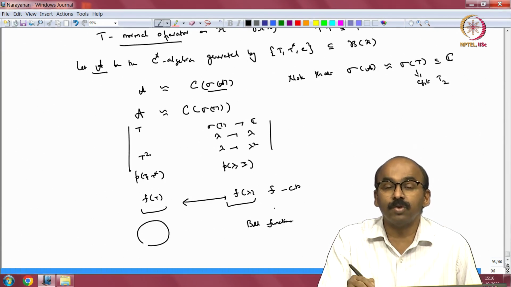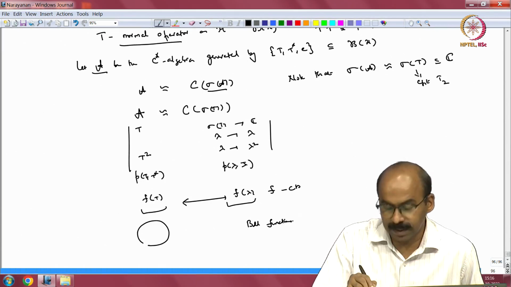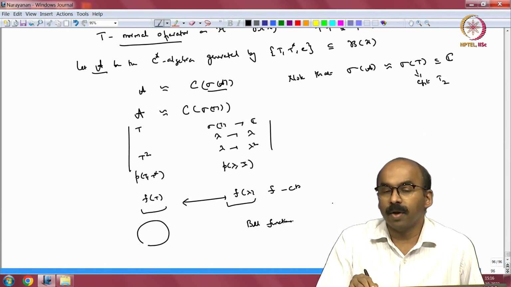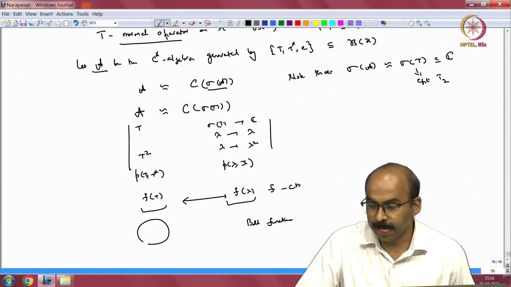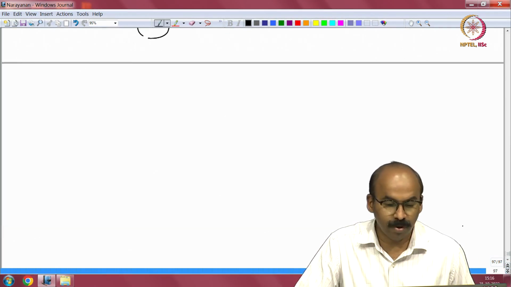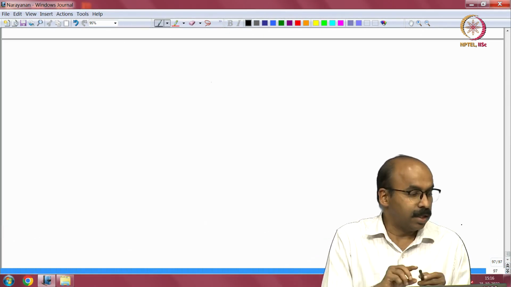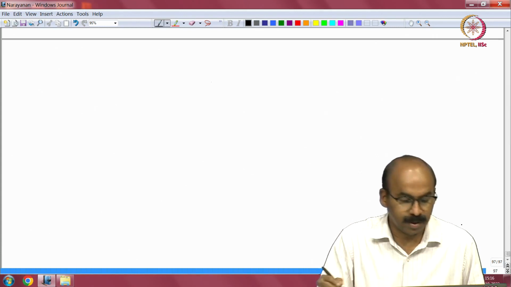Okay. So, that will lead us to a version of the spectral theorem. That is what we are going to do formally from now onwards. So, that is the aim. But before we start things, let us look at the finite dimensional case once more.